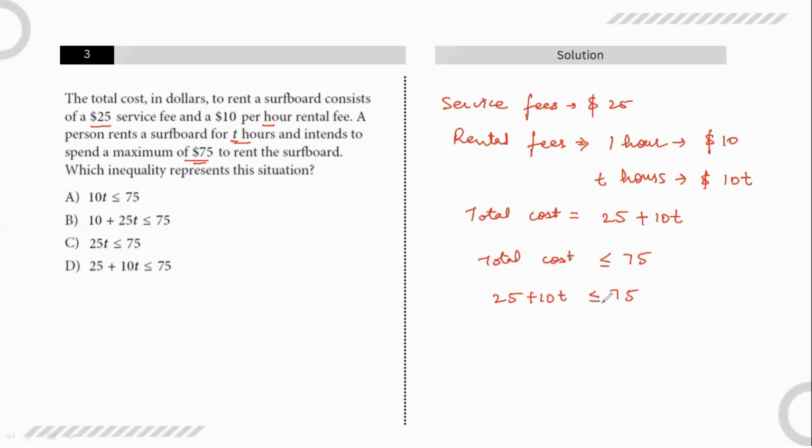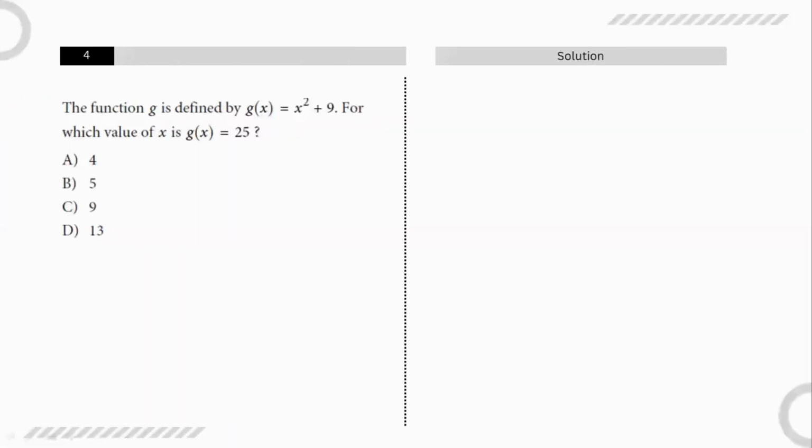Let's check the options which suit the case. So 10T less than 75. No, there is no component of 25, we require that as well. A goes away. 10 plus 25T, no, it is 25 plus 10T. Option B as well, 25T, not at all. 25 plus 10T less than $75, option D being the correct one here. Let's now try the next question.